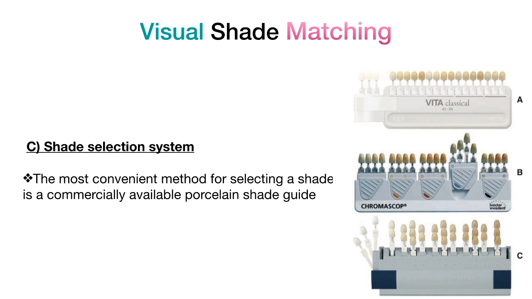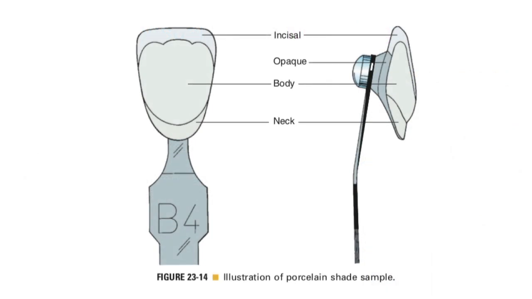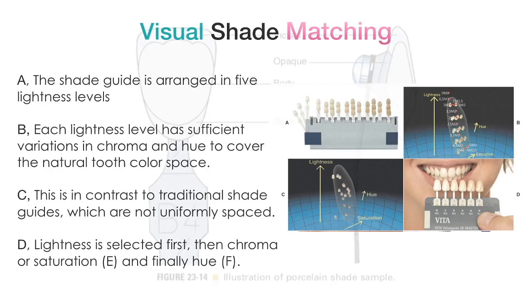And now we're talking about the shade selection system. I always prefer Vita Classic. The most convenient method for selecting shade is the available porcelain shade guide. Always take a shade of the incisal, body and neck. Never ever take only one shade for your tooth, because your tooth is not a dull object, it's really a vital object. You have to care about each detail in your tooth structure.